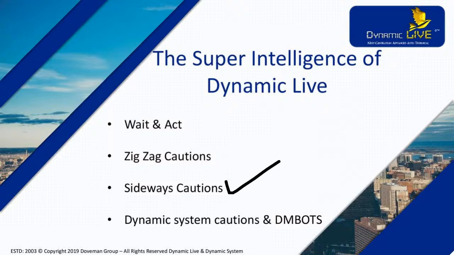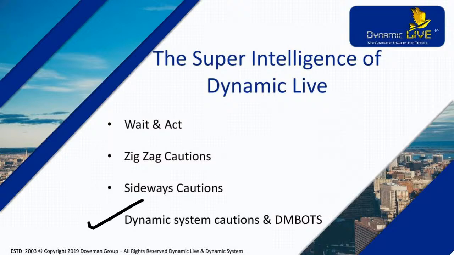And then we also have these sideways cautions. You know that price does not always move in an uptrend or in a downtrend, it also moves sideways. And this is one phase where the majority of traders incur a series of losing trades. It is simply because they don't know that it is in sideways, and they don't know which direction the price is about to move. But today, Dynamic Live is the one and only platform which can automatically identify sideways movement for you. And not only that, it identifies sideways movement before it starts.